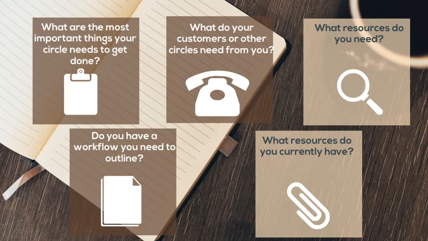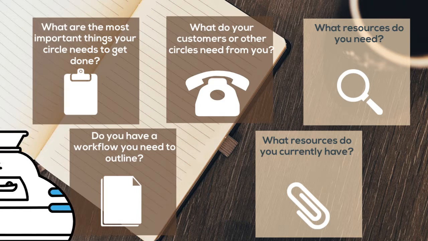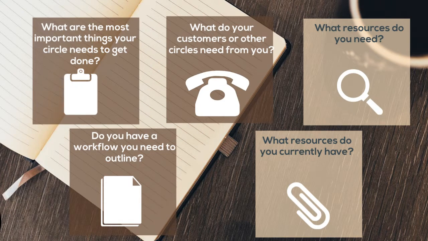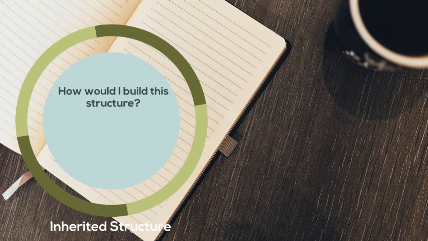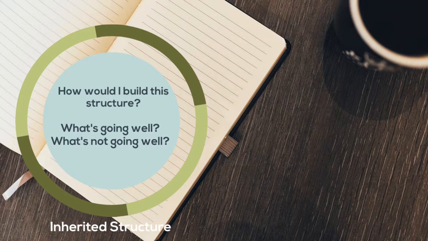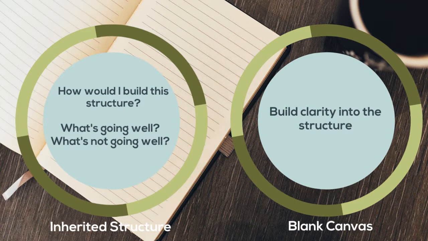While it's a good idea to get input from your circle members about what they think the processes should look like, you are now the captain of this ship, and they will look to you to set the vision for your circle. If you already have your circle structure built, step back and ask yourself, if I could do this all over again, how would I structure it? Ask your team what they think is going well and what's not going well. If you are working with a blank slate, now is your opportunity to build clarity into the structure.